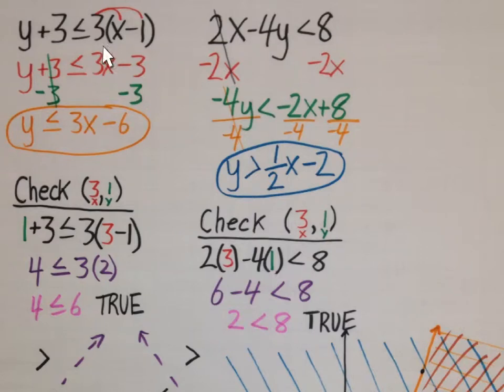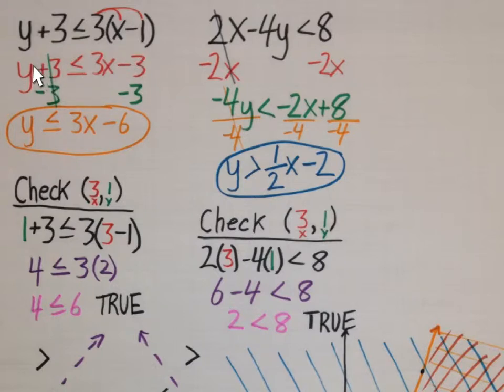I would like to graph both of these inequalities. Now in order to do that, we first have to put them into this format called slope-intercept form. So we're going to graph these. Let's see what happens. First thing I'm going to do is distribute the 3. 3 times x is 3x. 3 times negative 1 is negative 3.